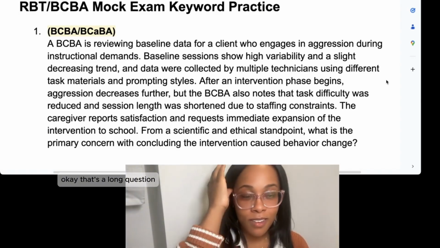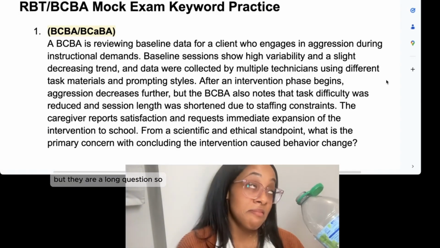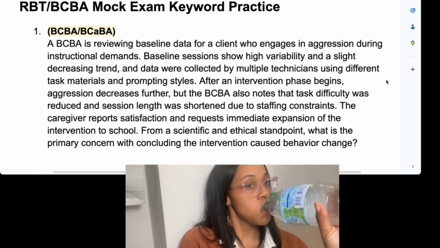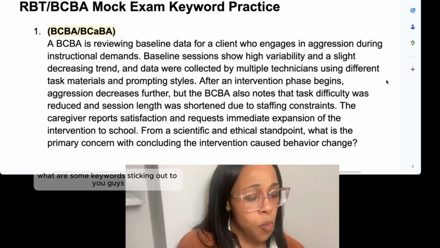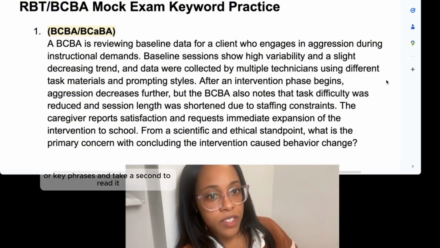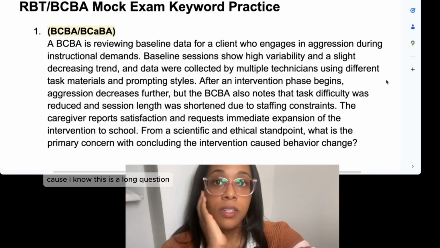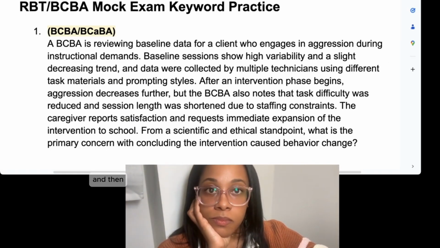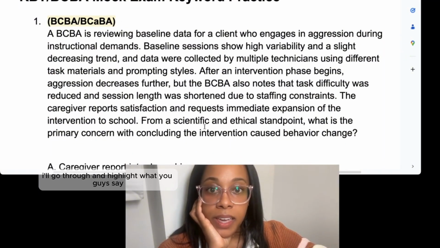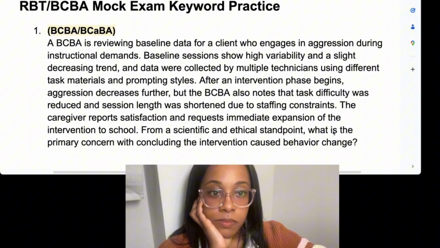Okay, that's a long question, but they are long questions. So what are some keywords sticking out to you guys, or key phrases? And take a second to read it because I know this is a long question. So take your time. And then I'll go through and highlight what you guys say because I have it on my other screen.